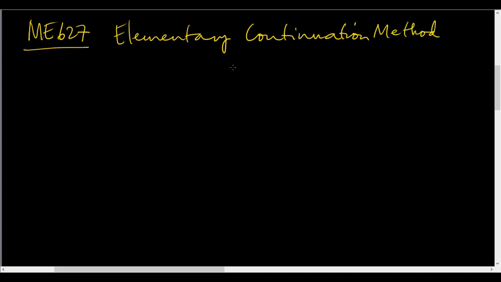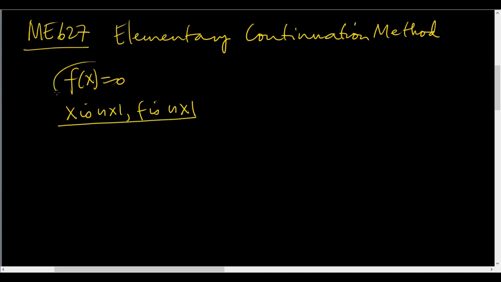So let me explain. Suppose you have some function f of x equals 0, where x is n by 1 and f is n by 1. Then you can solve this using Newton-Raphson. This is fine.